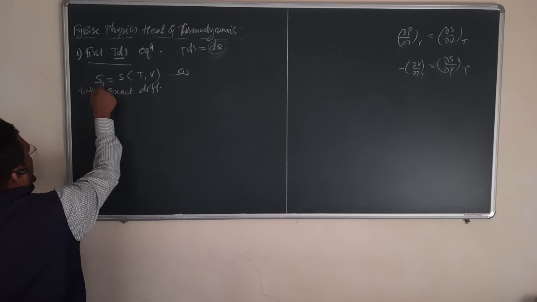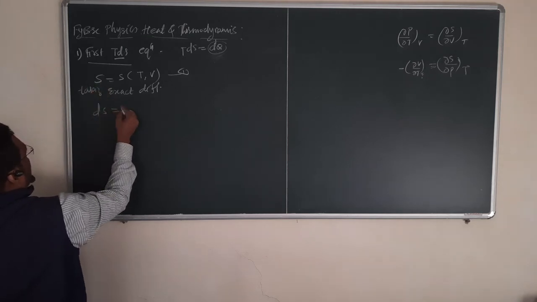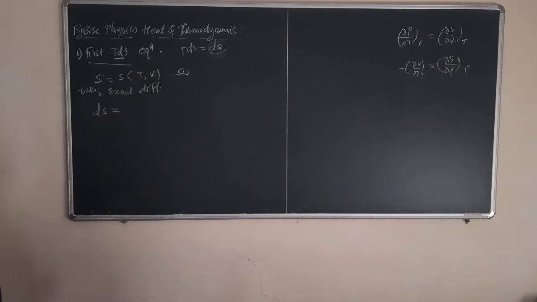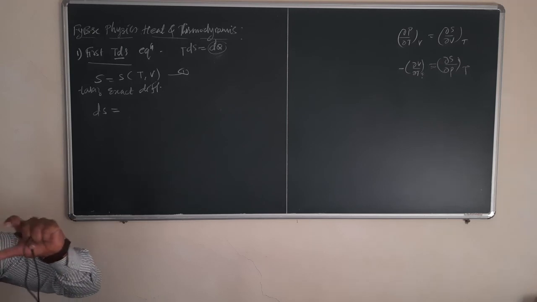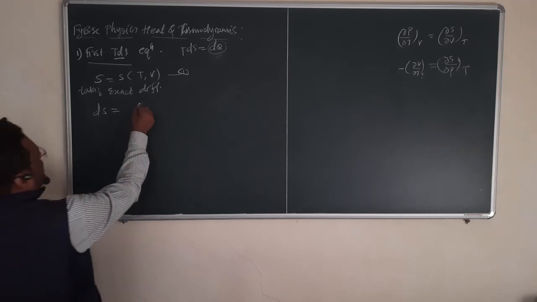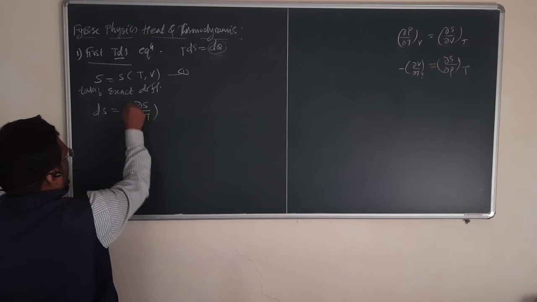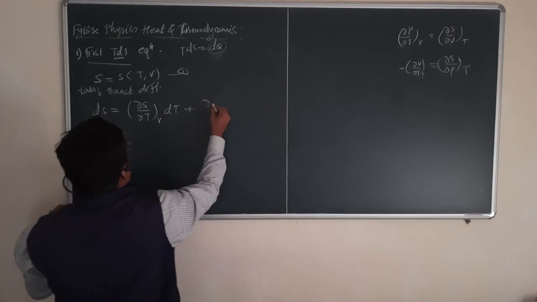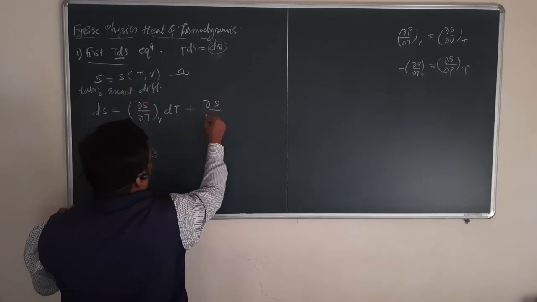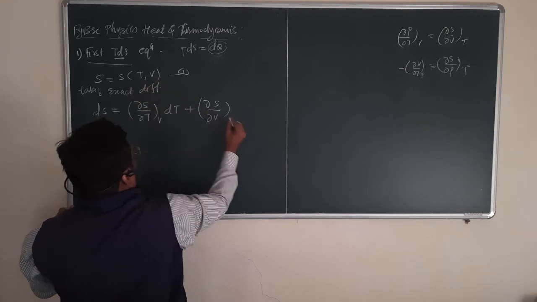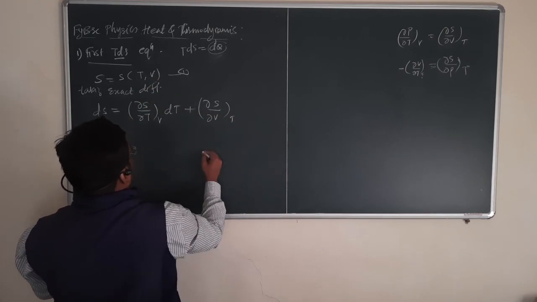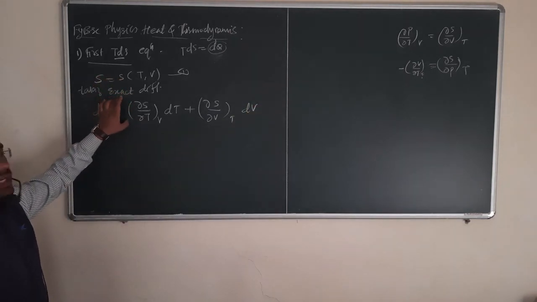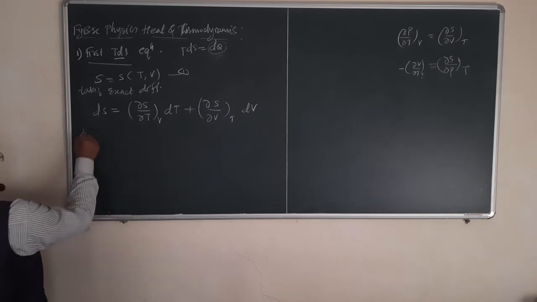So differentiation of S, which is dS for entropy. Here there are two variables, so we are going to take partial derivatives. That is the partial derivative of entropy with respect to temperature at constant volume into dT, plus the partial derivative of entropy with respect to volume at constant temperature into dV. This is from the definition of exact differential. Now multiply by T.